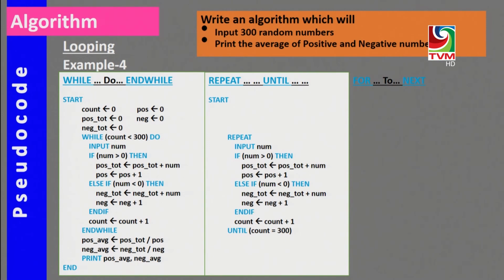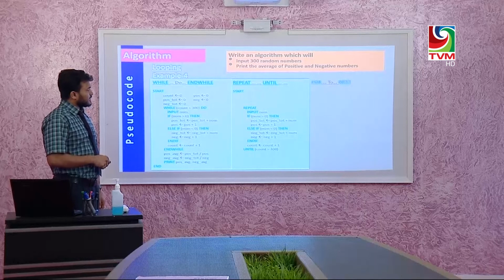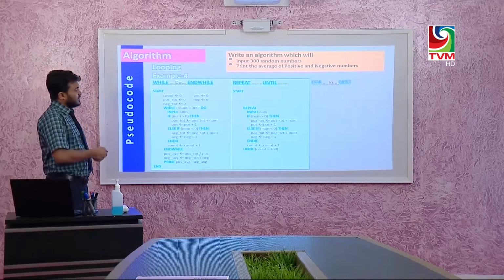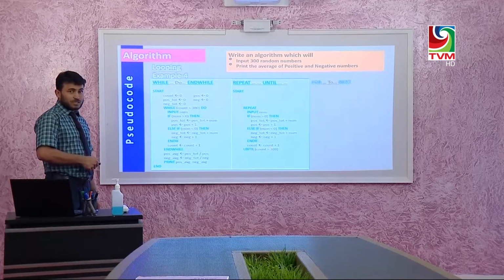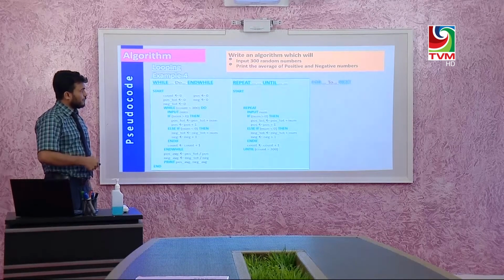Here you can give a repeat, that is a loop statement, and post average is equal to post total divided by post. Here the until condition has been given: count equal to 300. Let us see, count is 0 first, and 0 equal to 300 is a false condition. So since it is a false condition, the loop will repeat until the condition is true.